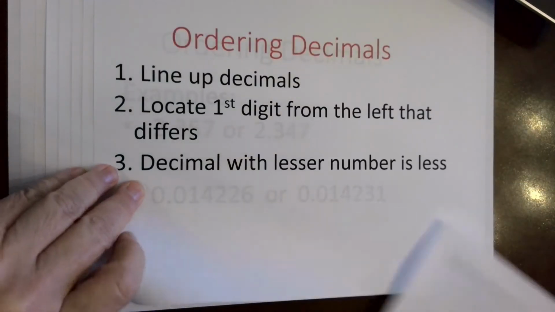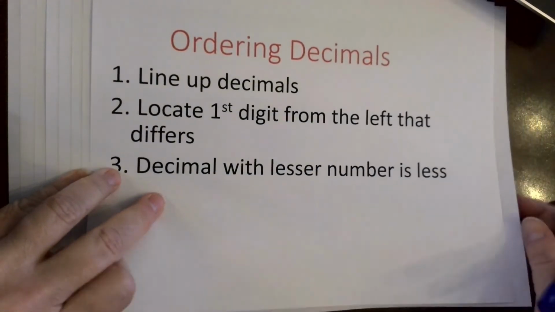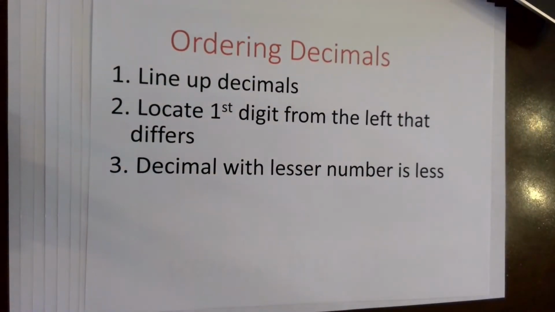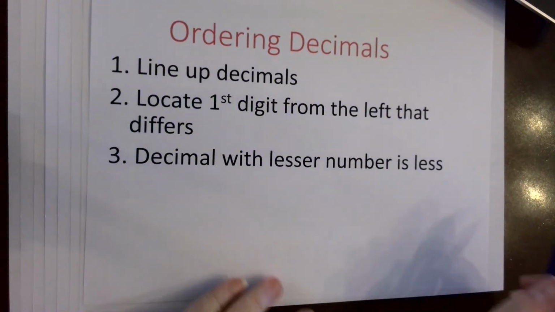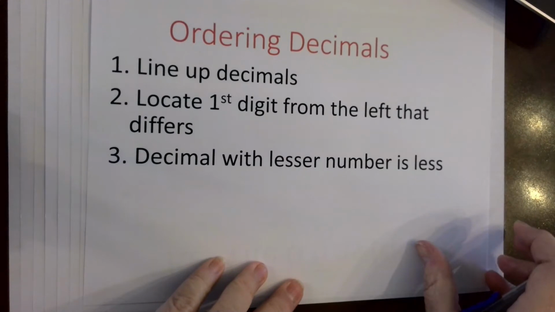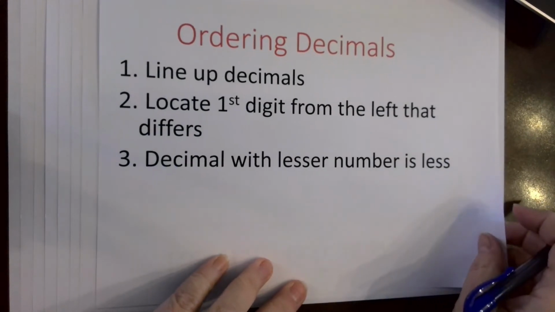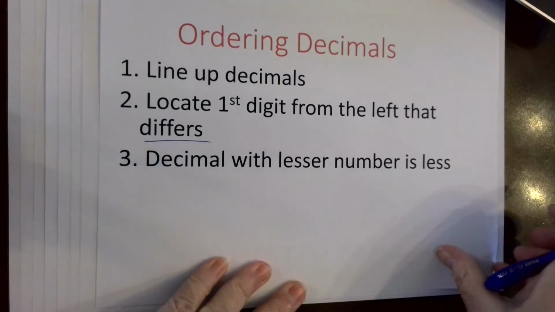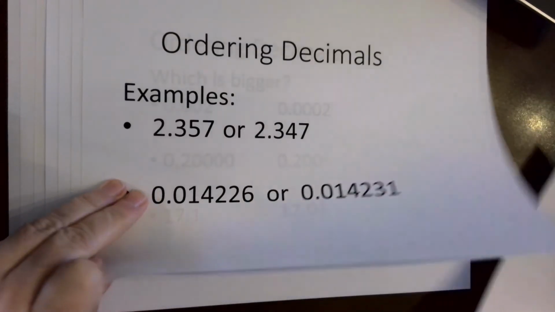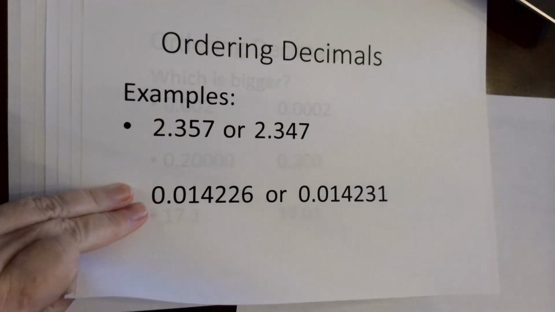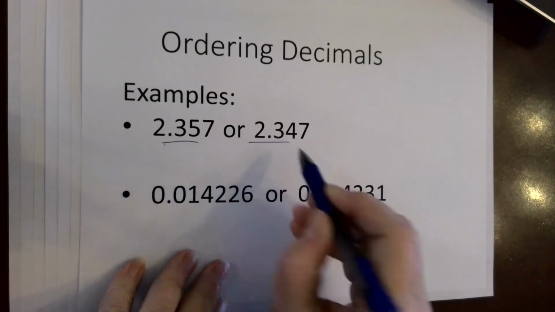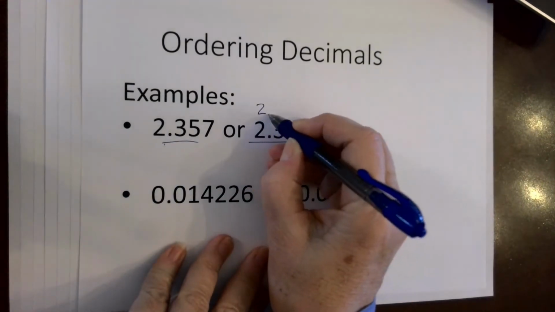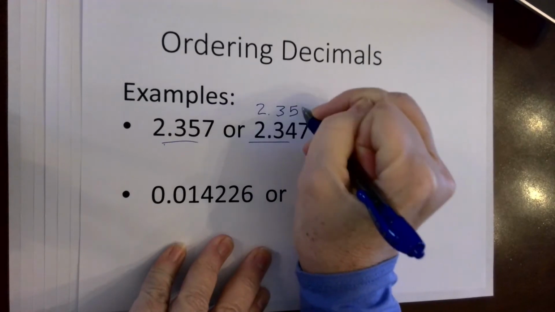Let's order decimals. That means put them in order from smallest to biggest or biggest to smallest. Here's the process. Line up the decimals. Locate the first digit from the left that is different. Then you can decide which one's bigger and which one's smaller. Here are some examples. We're going to try to order these first two decimals. So we're going to put them one above the other, lining up the decimals.